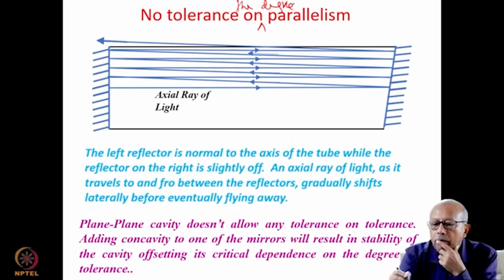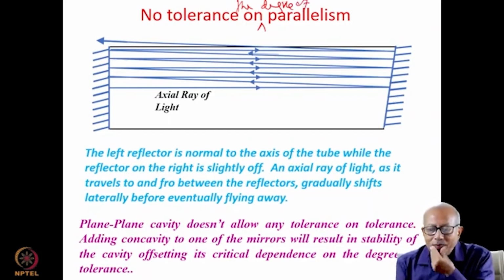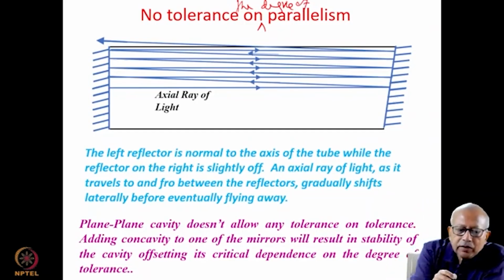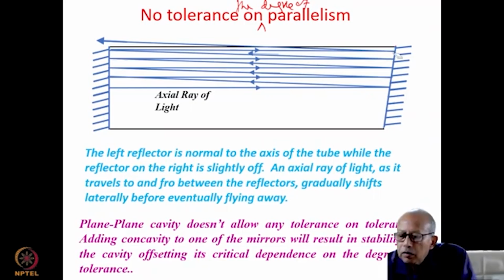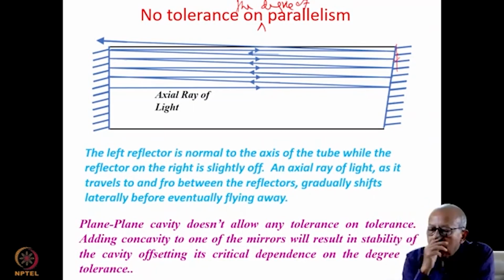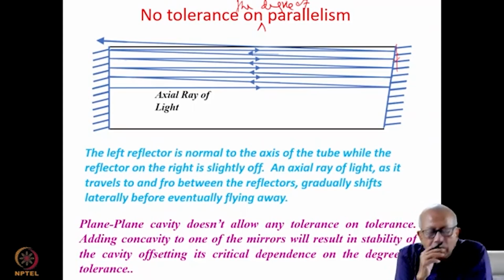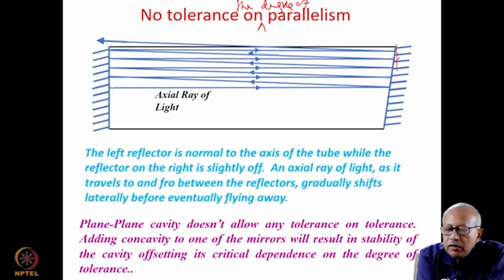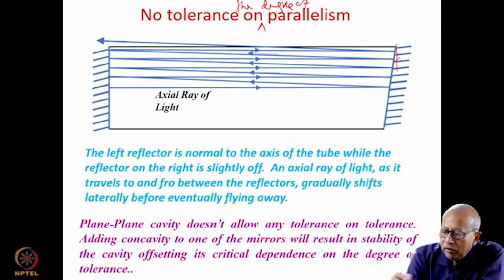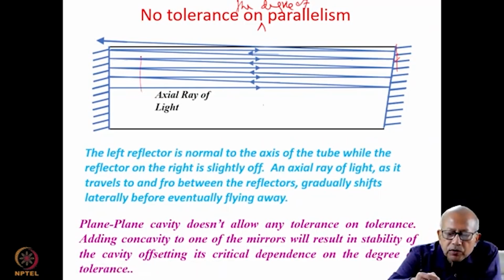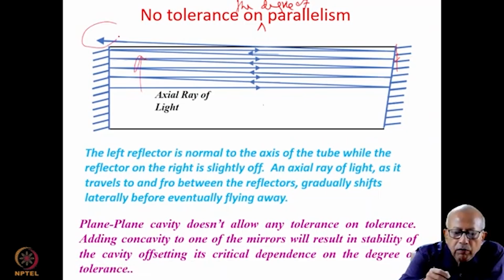degree of parallelism. Because you see, let us assume that this mirror is perpendicular to the axis of the cavity, while this mirror is slightly tilted. It can be easily shown that if you begin from the center, from the axis of this cavity, then the axial ray of light as it travels to and fro between the reflectors gradually shifts laterally before eventually flying away.